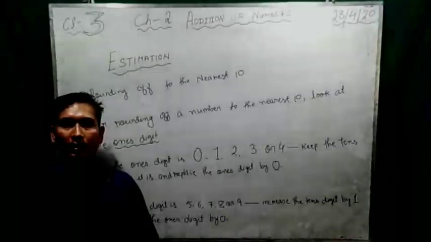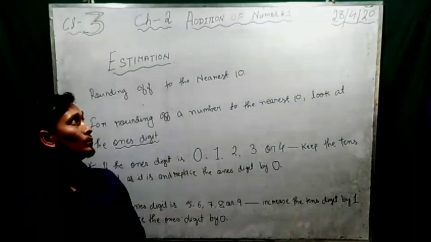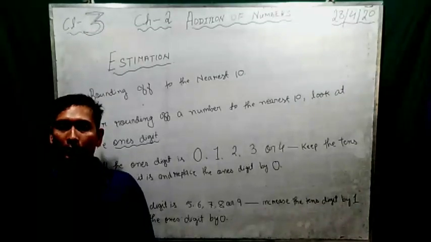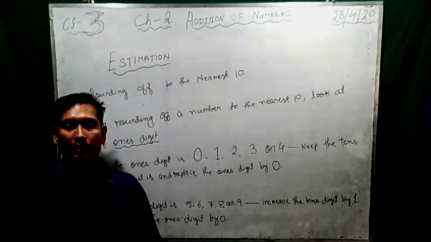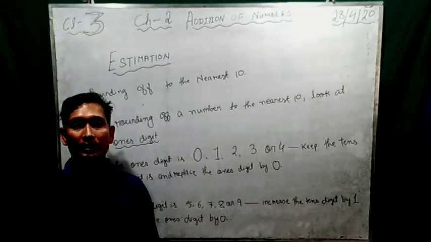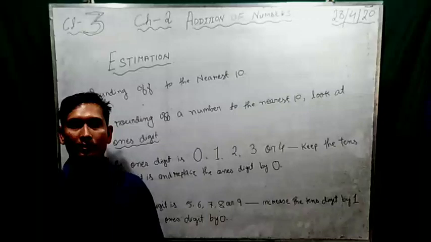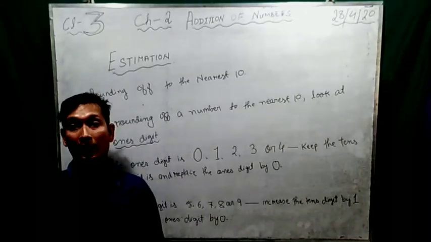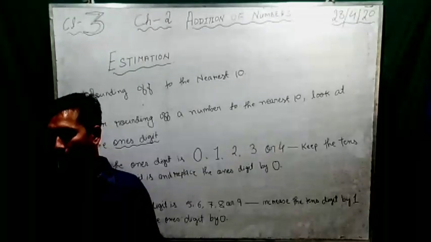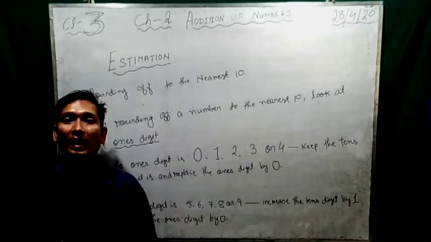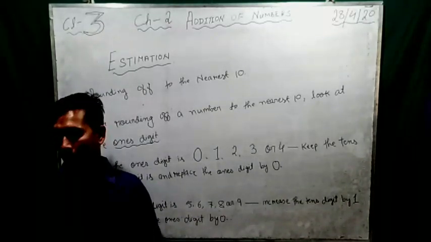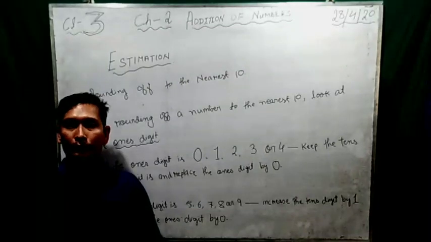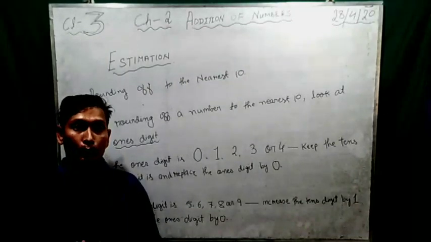Hello everyone, we are reading chapter 2, addition of numbers, and today's topic is estimation. Estimation means we are using this method to find out what? Estimation is a method used when we do not know the exact value, but we guess a value reasonably close to it.